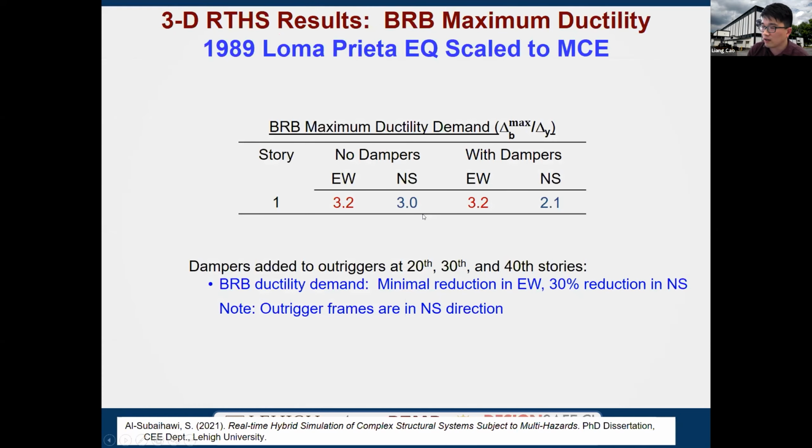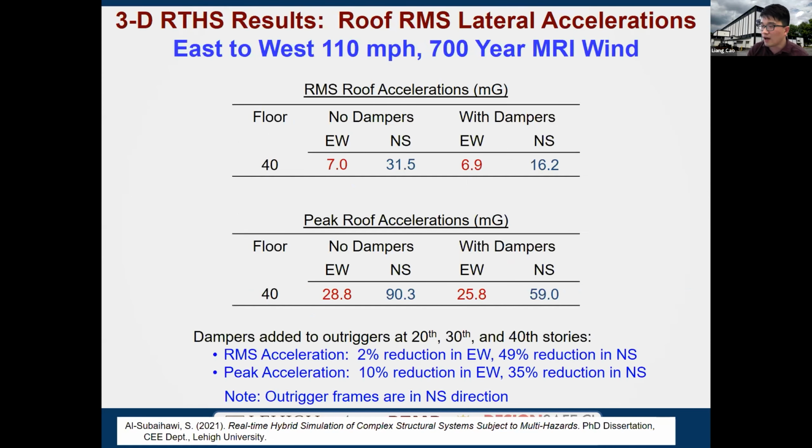So here's a quick summary. By adding the damping systems, we are achieving 30% reductions in the north-south BRB frames. And there's very minimal reduction in east-west because the outrigger frame is in the north-south direction. Under wind load, we're able to have a nearly 50% reduction in the acceleration in the north-south direction. On the peak acceleration, we have 35% reduction.